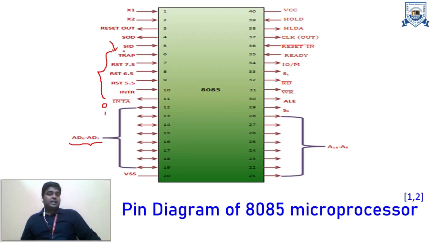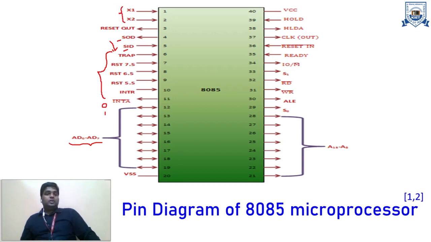SID and SOD, as the names suggest, are serial input data and serial output data. Whenever the microprocessor wants to read information from peripheral devices, it takes serial input data with the help of the SID pin. And through the SOD pin, which is serial output data, the microprocessor provides serial data to the peripheral devices.